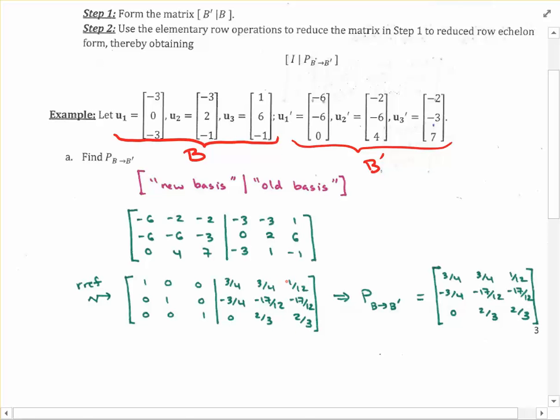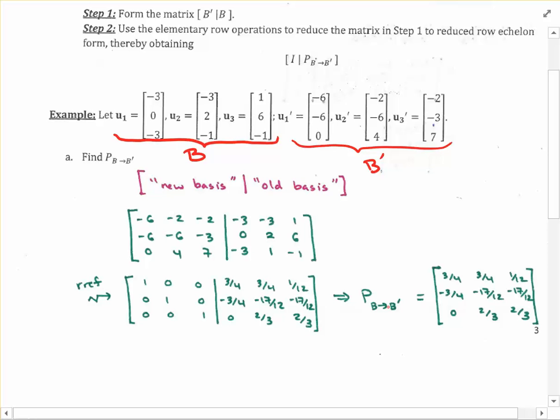It's very much like the parallels method. So anyway, once you have the identity on the left and these entries on the right, you can go ahead and just pluck them out and say that, well, hey, my transition matrix from B to B prime is exactly equal to a 3 by 3 with those entries that were to the right of the vertical bar. Alright, so this is the matrix that would take us from the basis B to B prime.